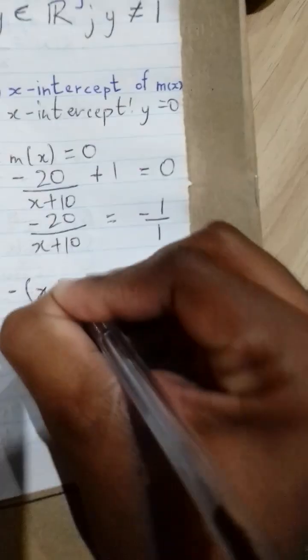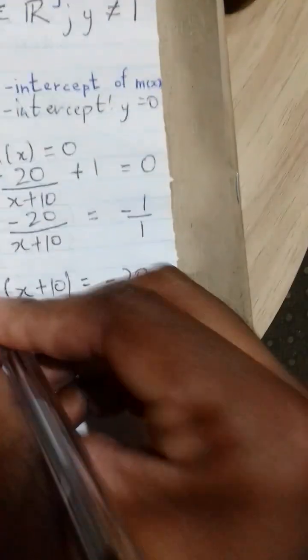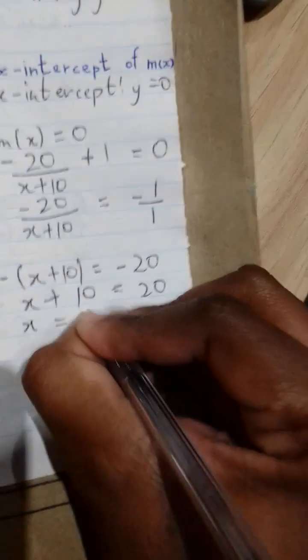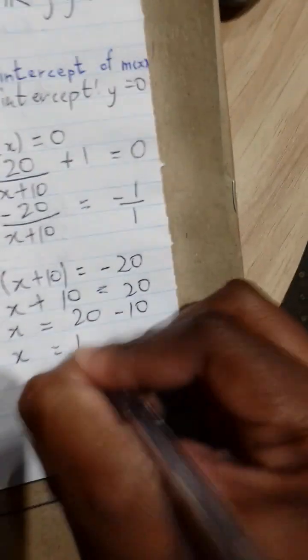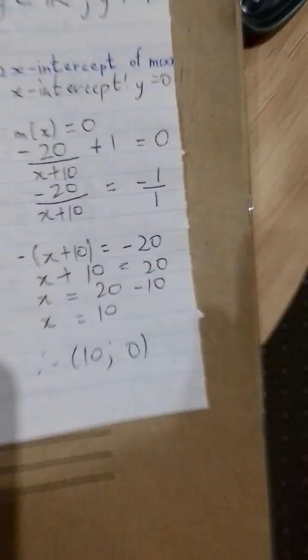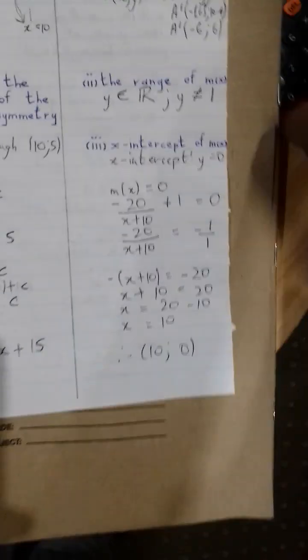So we have negative x plus 10. Negative 20 times 1 is negative 20. Multiply both sides by this negative, everything is positive. X plus 10 is 20. X is 20 minus 10. X is 10. So the intercept is 10 and 0. I've been skipping the important step, which is verification.